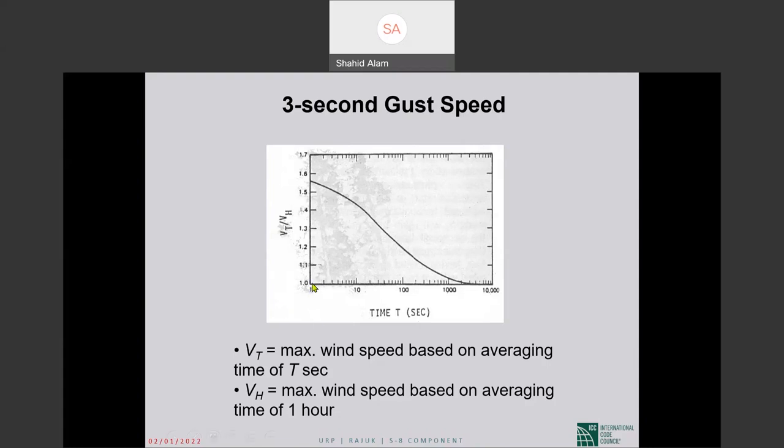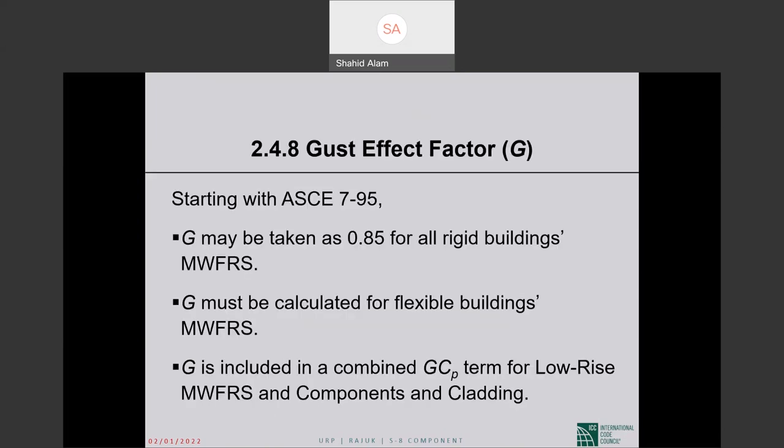3 second gust speed, this is 1, 2, 3. 3 second gust speed is something like 150% of hourly wind speed. Okay, so that gives you a little bit of a feel about what we are dealing with.